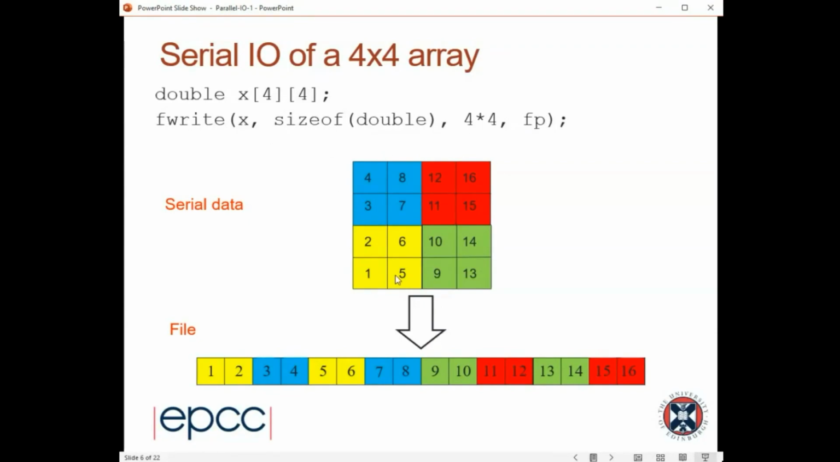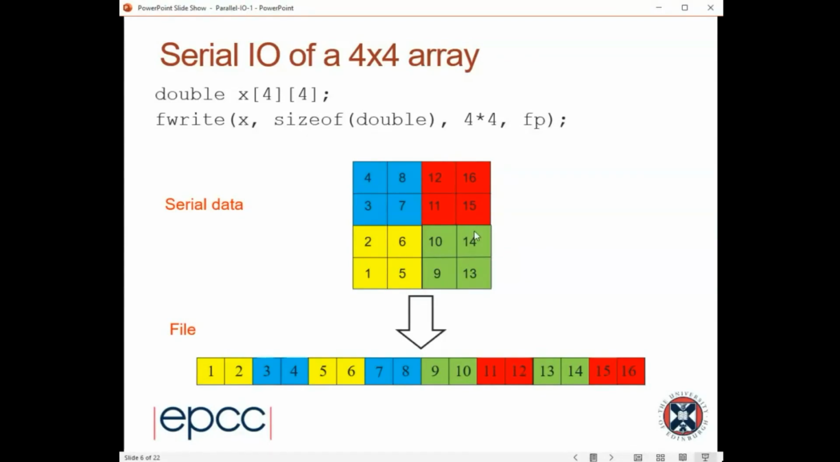And this data on this 2D data array would appear in a file just as the linear stream of 16 numbers. And already you see there's a problem, because if I just do this, I've actually lost the information in the file that this was a 2D array. But I'll come back to that. But that's how I would do serial I/O with a 4x4 array. Okay. And that's going to be my prototype problem.